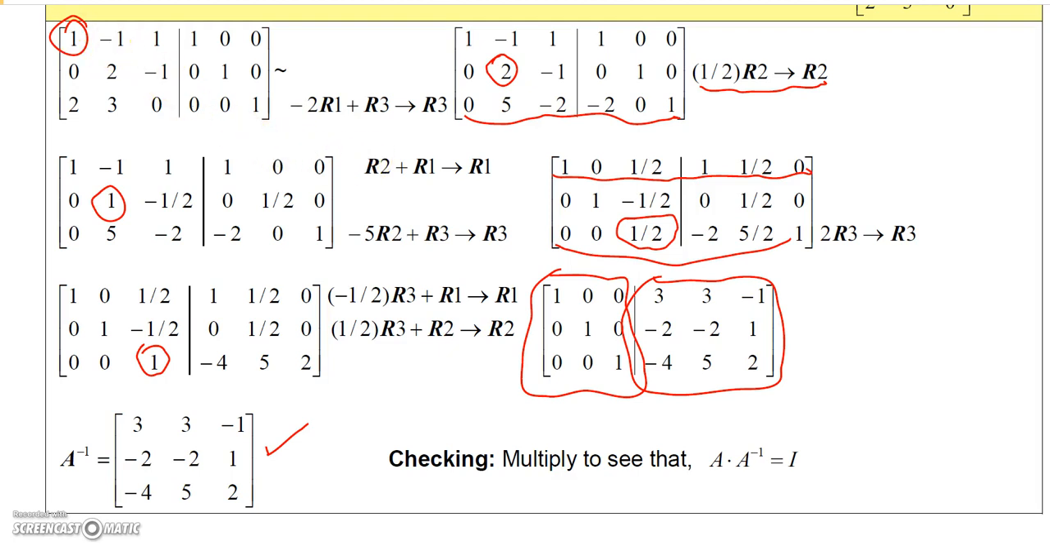Now to finish up this chapter, I still need to talk about a couple more things. So I'm going to talk about some interesting applications of the inverse of a matrix in the next chapter or next video.